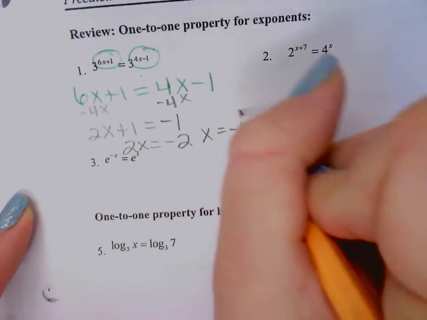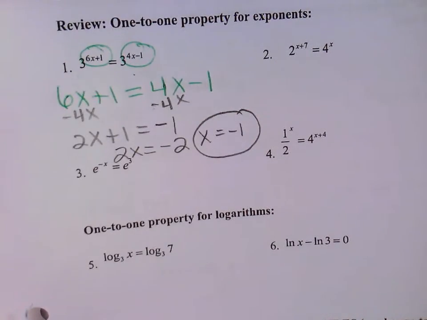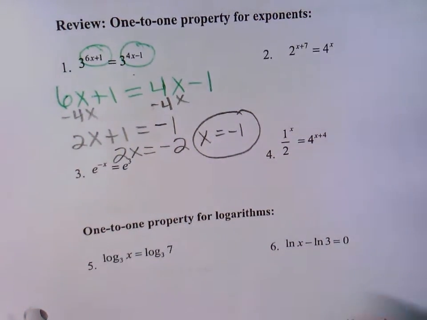So I didn't need a log at all. All I needed was that one-to-one property, right? So always start by looking for the one-to-one property, because you might be able to do it without a calculator. So what's the problem on number 2?